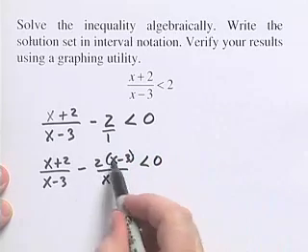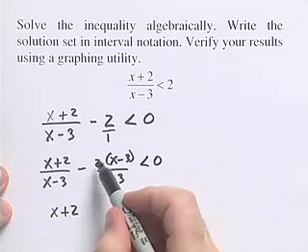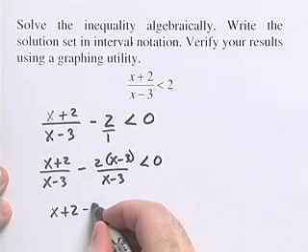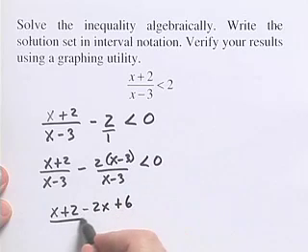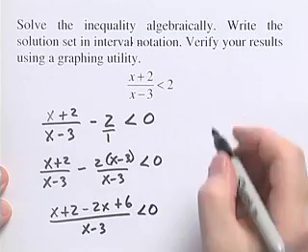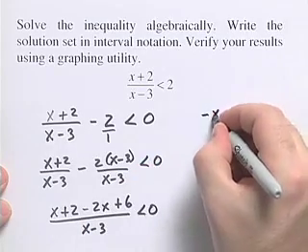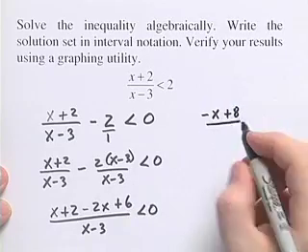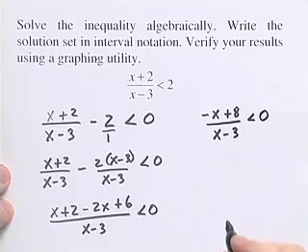Since we have our common denominator, we can combine our numerators. We'll have x plus 2. We're going to do a couple of things here. We're going to distribute our negative and also the 2 at the same time. So we're going to have minus 2x, then negative 2 times negative 3 gives us plus 6, over x minus 3, and that's going to be less than 0. I want to clean this up. x minus 2x gives us a negative x. 2 plus 6 is plus 8. That's divided by x minus 3, and we want that to be less than 0.